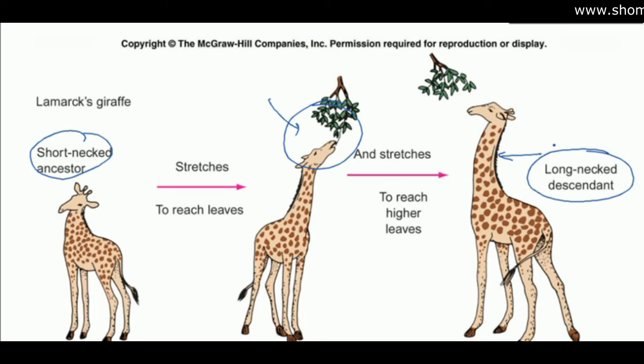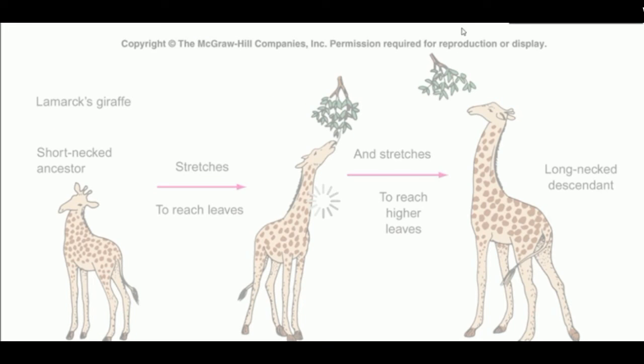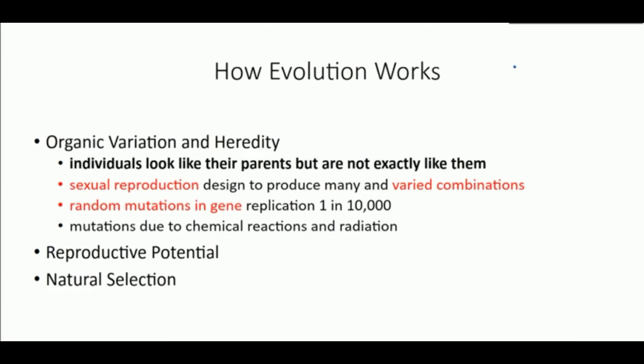Now once they gain this characteristic in one generation, that particular tall-necked giraffe, if it makes a new offspring in the next generation, that offspring is also going to be a tall-necked one. Okay, so that is the idea of Lamarckism.